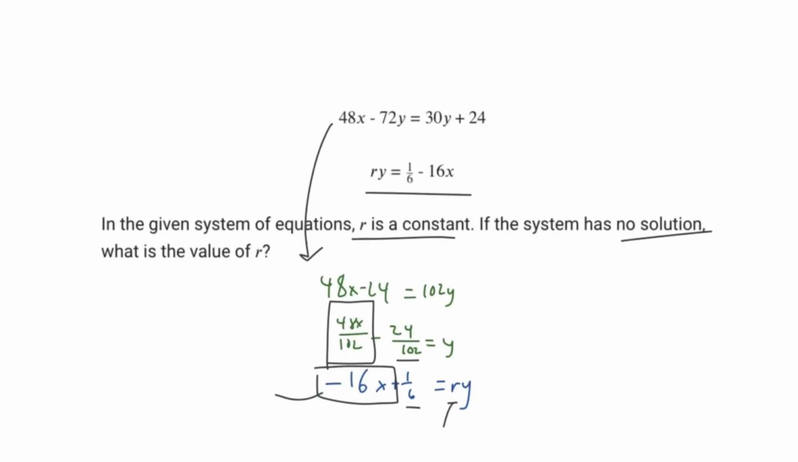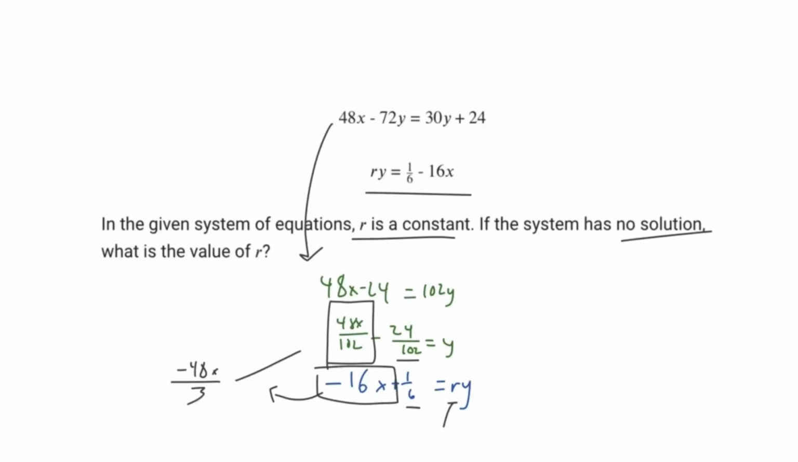Another thing to note here is that negative 16x can be rewritten as negative 48x over 3, right? That's the exact same thing as negative 16x. And now we can see the direct comparison between negative 48x over 3 and 48x over 102. So from 3 to 102, what value is that? Well, that value is 34, right? So we can actually convert the denominator of 3 to the value of 102. Another thing here is that R, we know now, has to be 34, right?